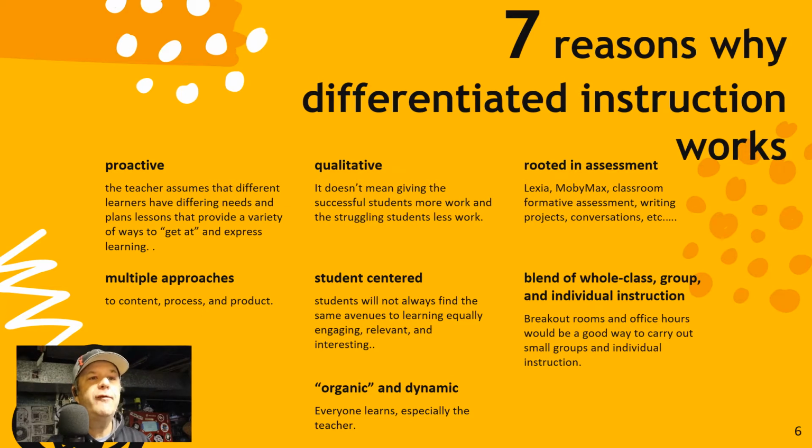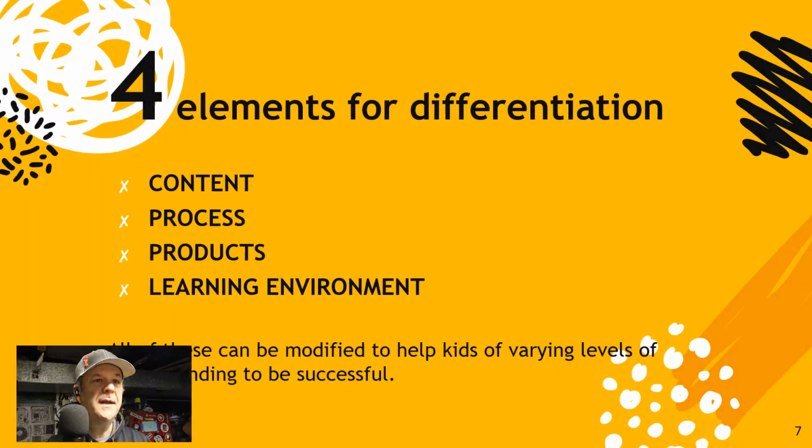So what are the 4 elements for differentiation? What are the things that we can change? When we differentiate and we respond to the variance among the learners that are sitting in front of us, we can change 4 components. Content is what the student needs to learn or how the student will get access to the material. So content can be differentiated. We can change reading levels. We can have kids read different leveled reading materials. We can use alternative means like audio or video. We can use small groups to deliver the content.